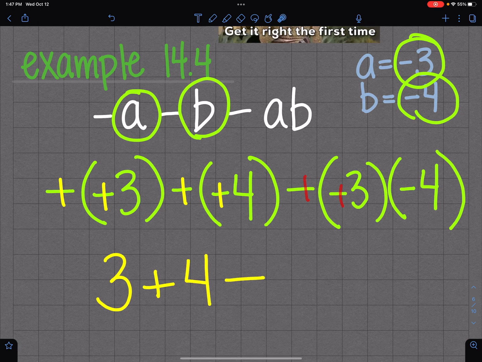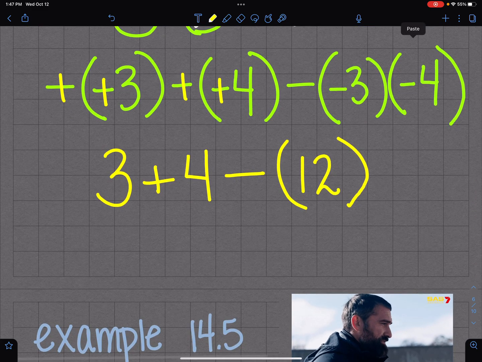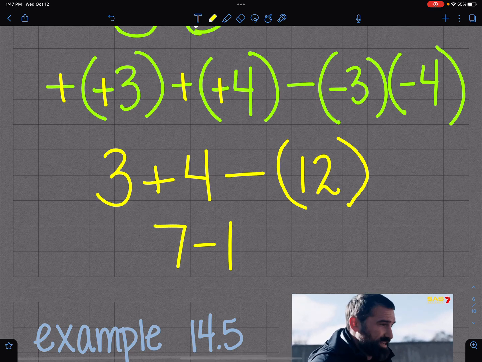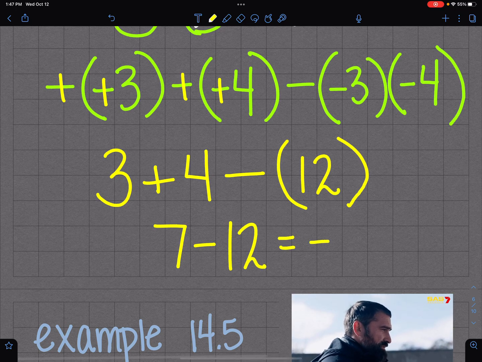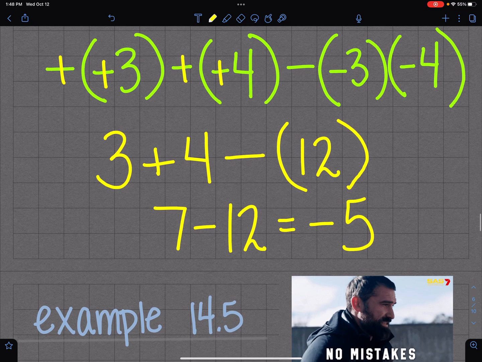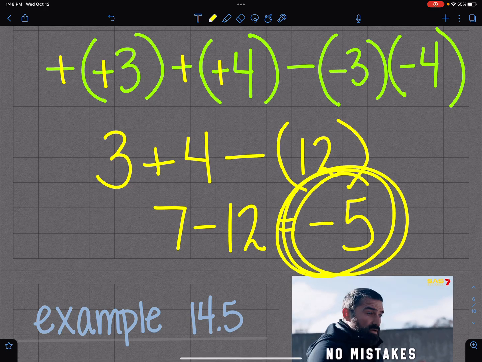Do not do it there because you have to multiply this first. Multiplication always happens before algebraic addition. So just bring that down and then do this multiplication problem first. Negative 3 times negative 4 is going to be positive 12. Okay, now we just go left to right because this is all addition and subtraction. 7 minus 12, and we get negative 5. Yes, final answer.